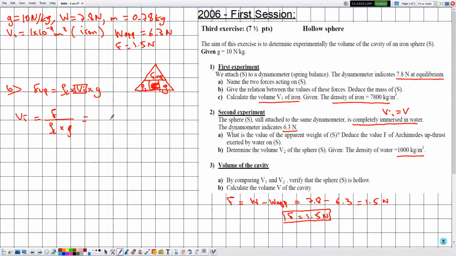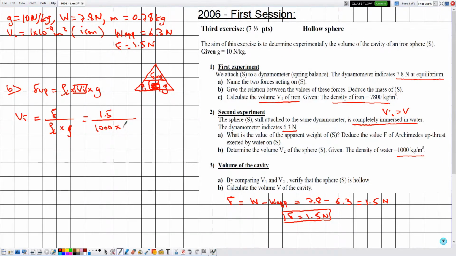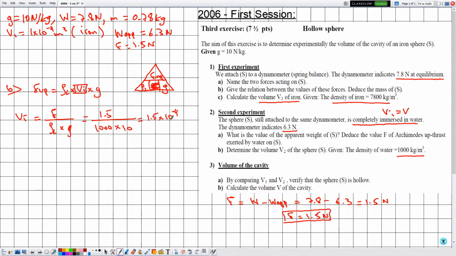Now F upthrust is given by 1.5. The value of rho is 1000 in the SI, and the value of G is 10. Plugging this fraction into the calculator, the immersed volume is 1.5 times 10 to the power minus 4. Since everything is expressed in the SI, the volume Vi will be expressed in meter cube. Then Vi is equal to 1.5 times 10 to the power minus 4 meter cube.